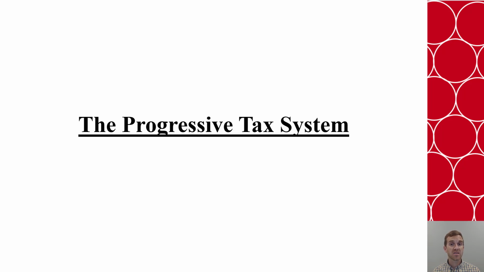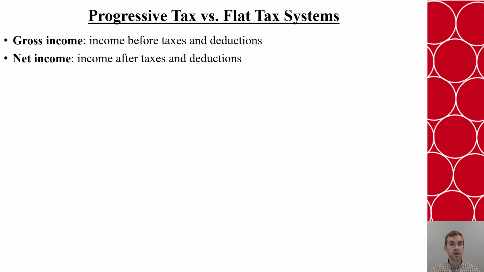In this video, we'll discuss the progressive tax system. Now before we begin taxes, let's talk about income. You have a gross income, which is your income before taxes and deductions. That's often what your contract is signed with. Whereas you have a net income, which is what you actually bring home after taxes and deductions. So when you're calculating taxes, you're doing that on the gross income.